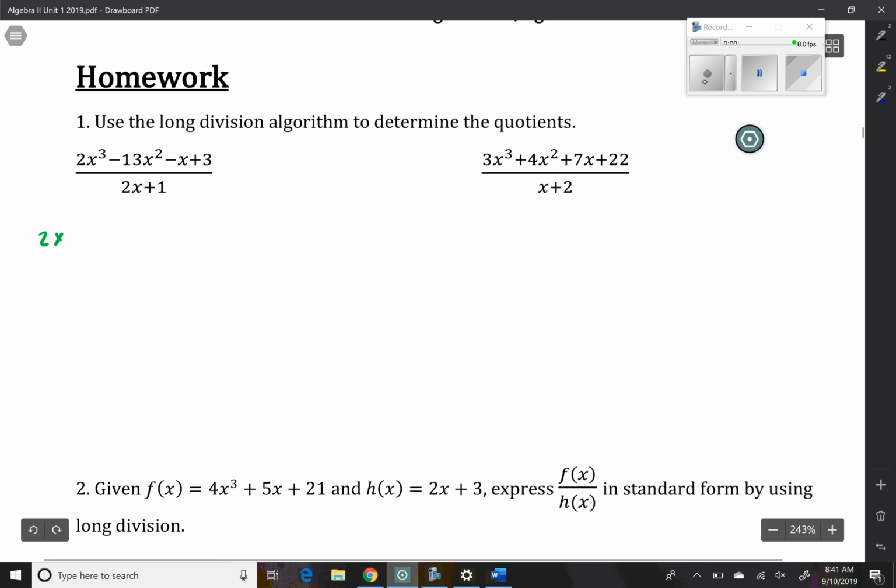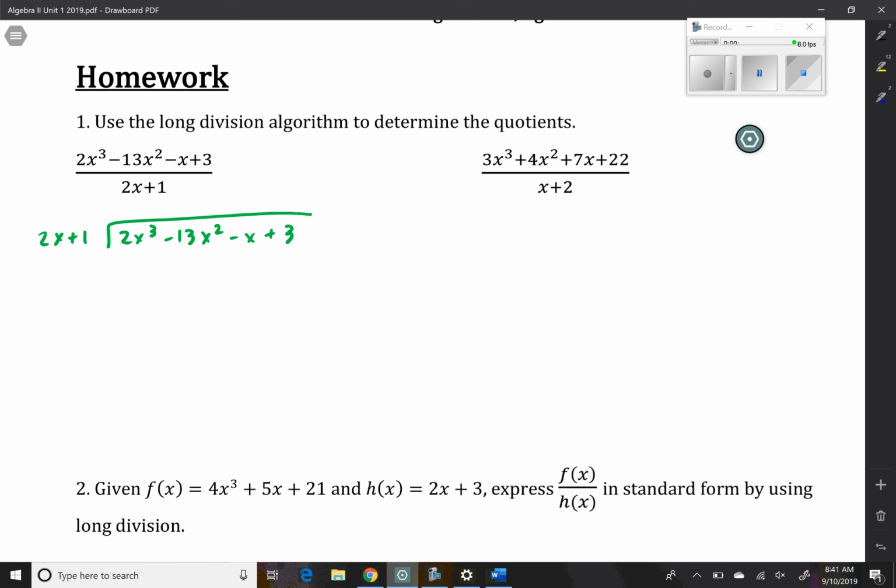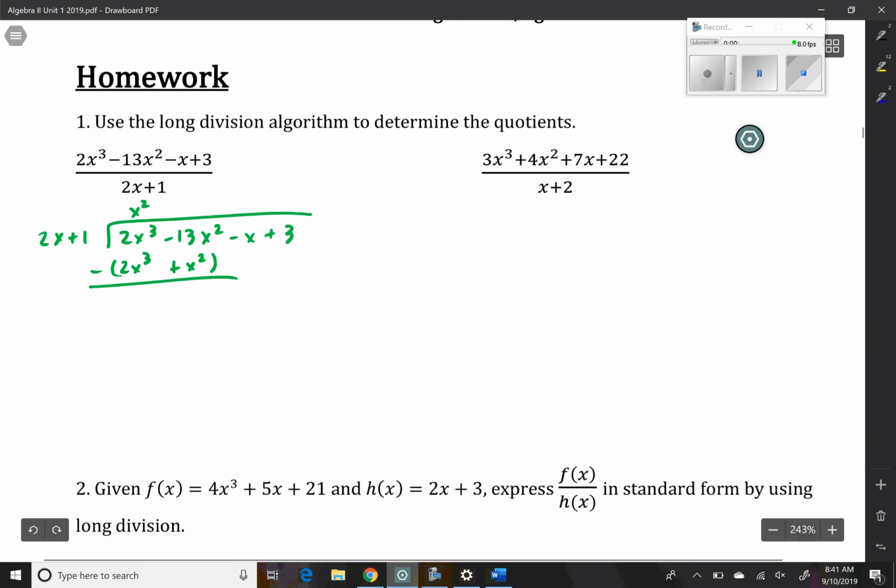So we have 2x plus 1, 2x cubed, minus 13x squared, minus x, plus 3. So what we have to do here is figure out what multiplies by 2x to make 2x cubed. That's x squared. So I have 2x cubed, and I have a plus 1x squared. Now remember, this is all subtracted. The first term that we created should cancel. Negative 13 minus 1 is negative 14x squareds.